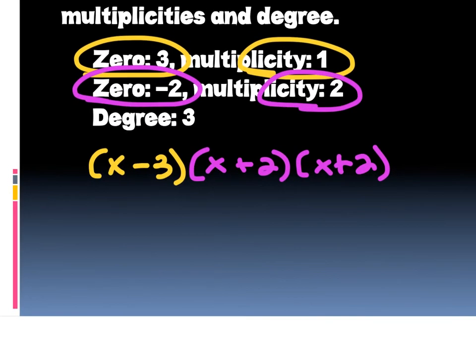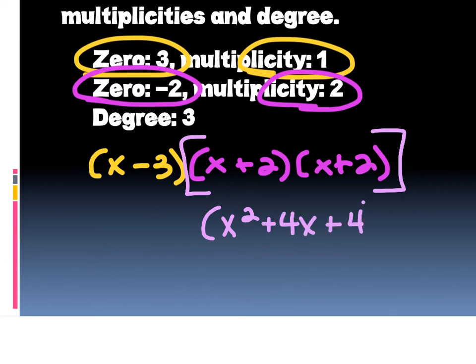So let's multiply this out. I'm going to use a shortcut because I know that those are perfect squares. So I can actually multiply these. This would be x squared plus 4x plus 4. Okay? You square the first term, you double the product of the two, and you square the second term. If you didn't know it, just FOIL it out. But then I'm going to multiply it times x minus 3.